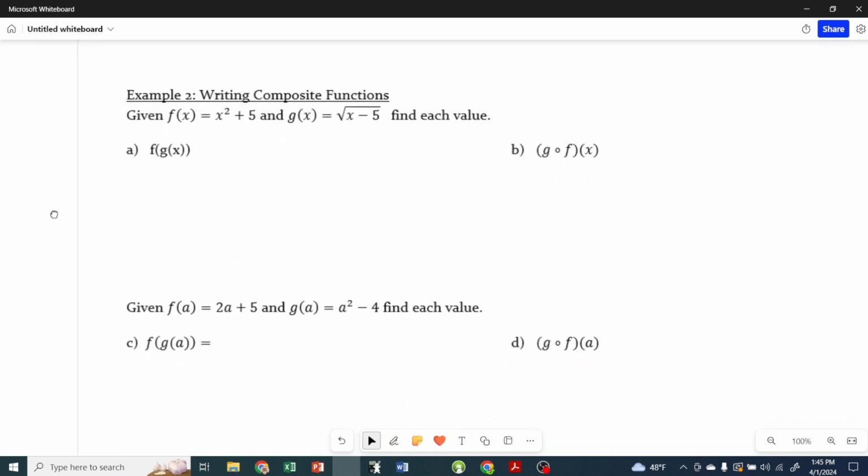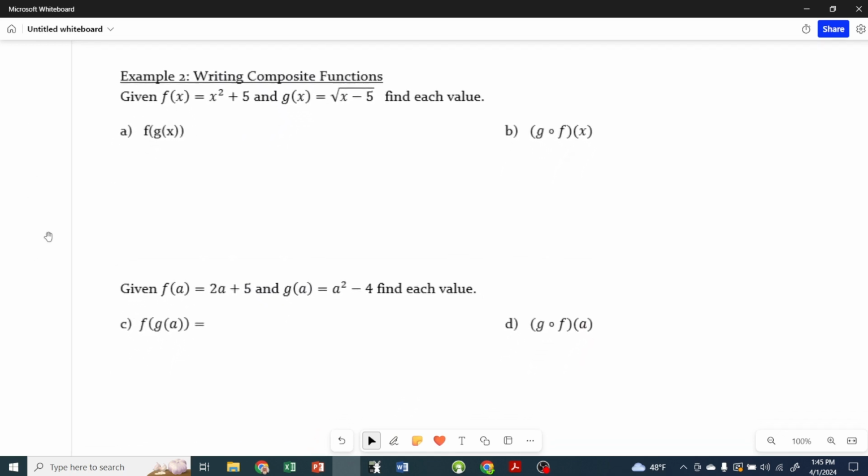Okay, now we're going to do this without numbers. This on the right here, what you see here, that is the same as g of f of x if they use a circle. It does not mean multiply. We're going to plug in g of x into f of x.